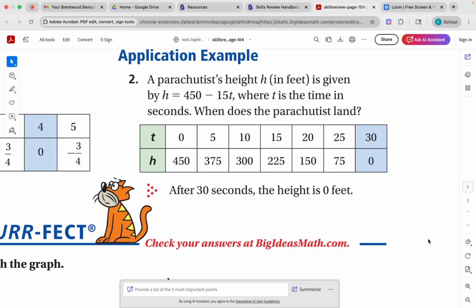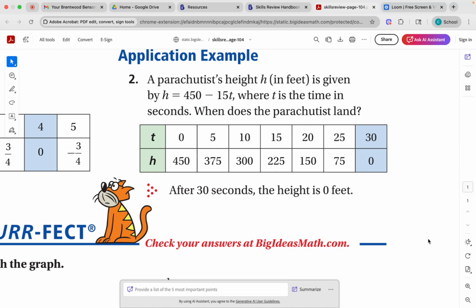So we need to know, when does the parachute land? So at what height would the parachute land at? 0. We've made it to the ground. So we're looking for our x-intercept. I'm on the ground. So we're going to make our table here, which you see they've already done.